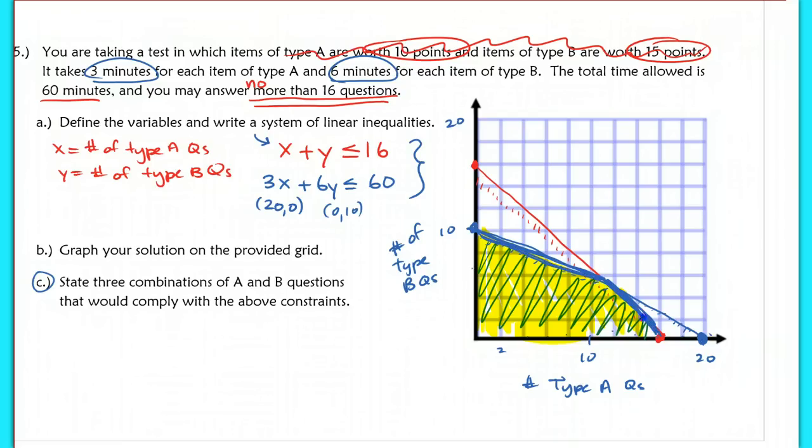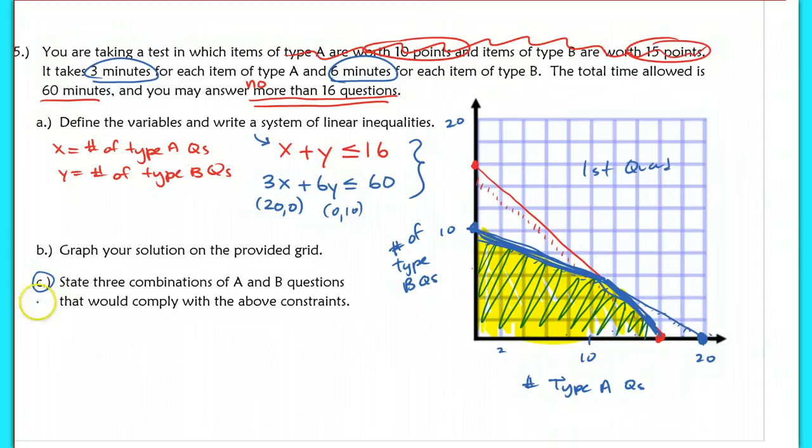It's a four-sided figure. And the reason why this does not continue down here is because this is a real-world problem, right? You can't have a negative number of questions, so that's why we're only looking in the first quadrant. This is the first quadrant. It's all positives, you know, positive x values, positive y values. Okay, so that would be the feasible region.